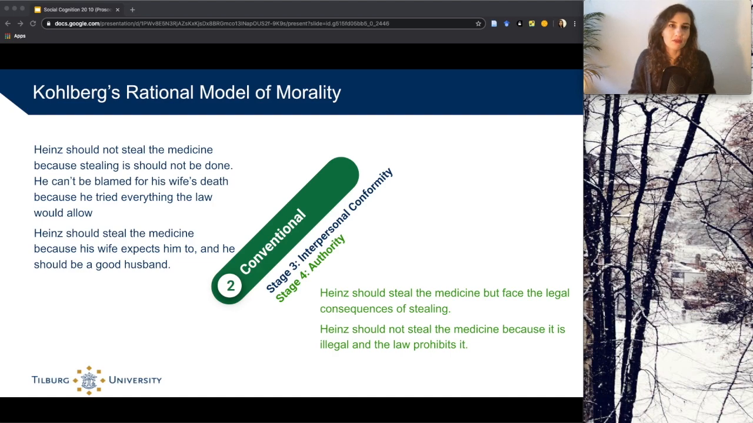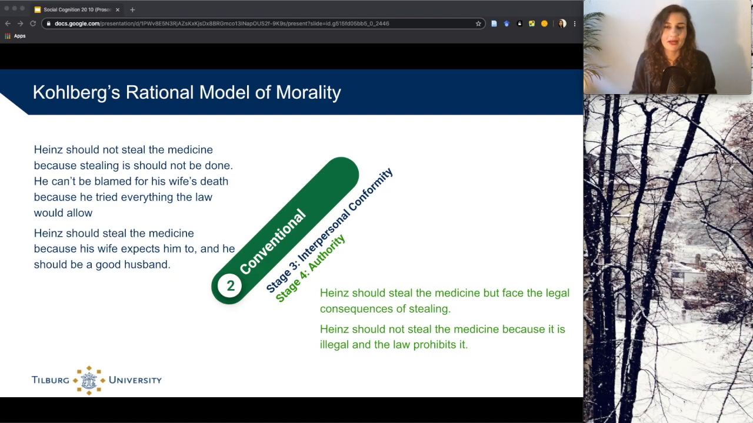And to argue for stealing the medicine, one could say Heinz should steal the medicine because his wife expects him to, and he should be a good husband. So this is really about the shoulds. This is about sticking to some norms. Okay, and then the 4th stage, so leveling up one more, would be about authority.